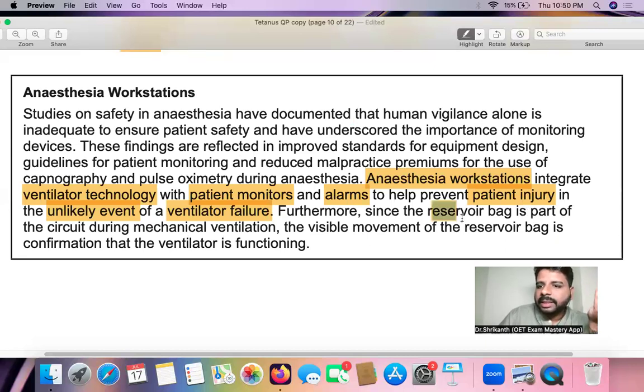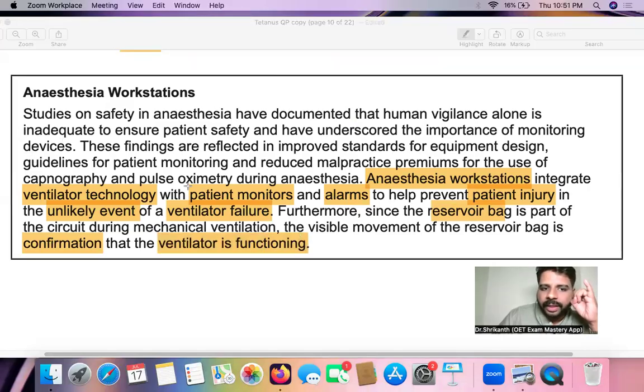Furthermore, since the reservoir bag is part of the circuit during mechanical ventilation, the visible movement of the reservoir bag is confirmation that the ventilator is functioning. Now you see over here, first is the patient monitor. So see what all the different ways are. The first way is patient monitors. The second way is patient alarms. And the third thing over here is the reservoir bag.